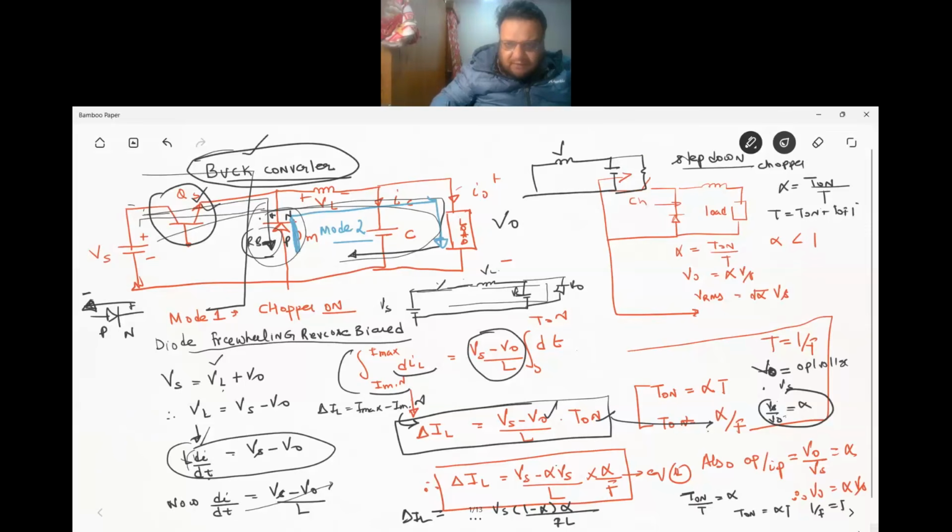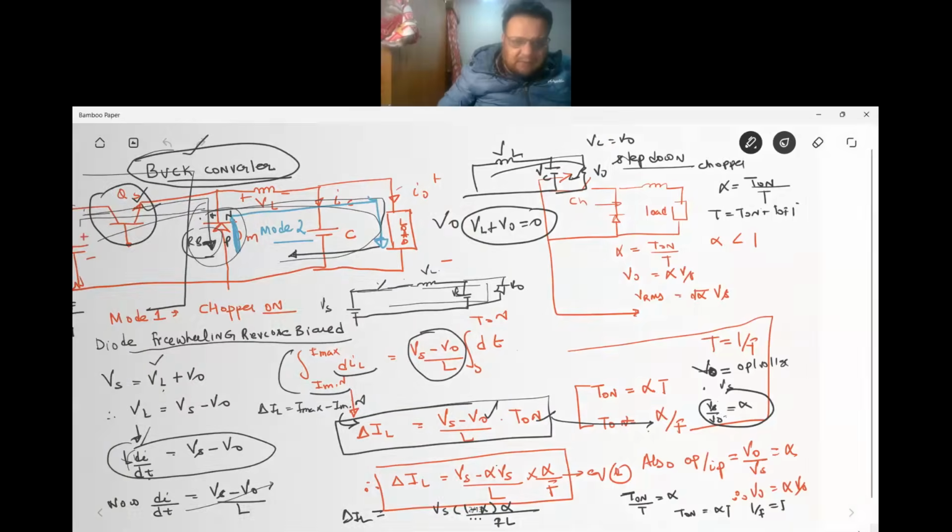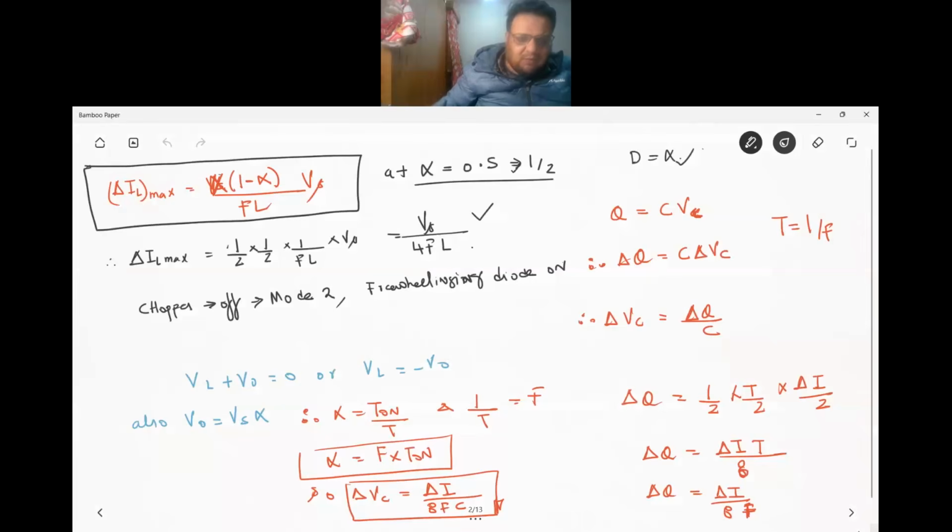So you are having VL, VC and V naught. And you know that VC is equal to V naught. So in short, if you have to write the KVL, VL plus V naught would be equal to 0. The algebraic sum of the voltages in a network is equal to 0. So the same thing I'll be writing over there when it is in the off mode.